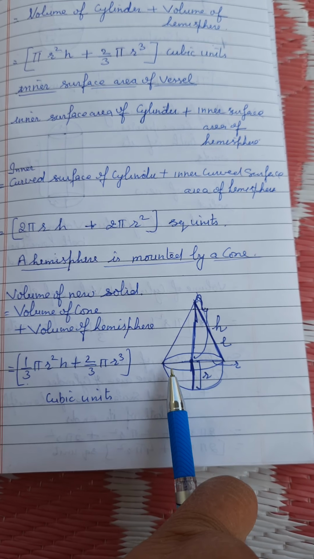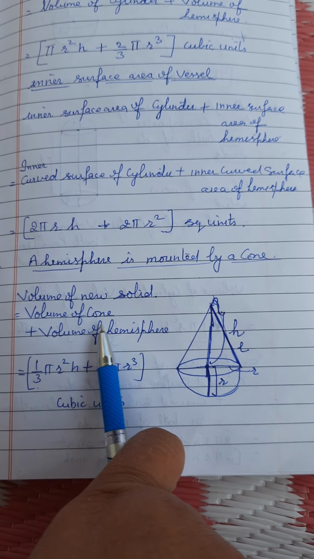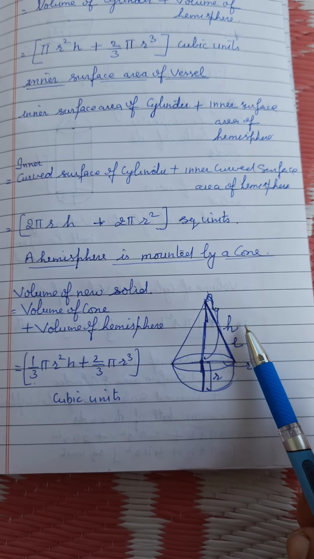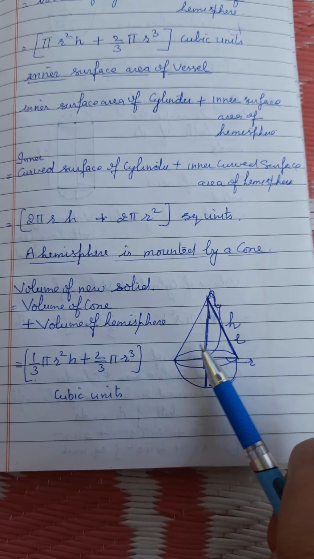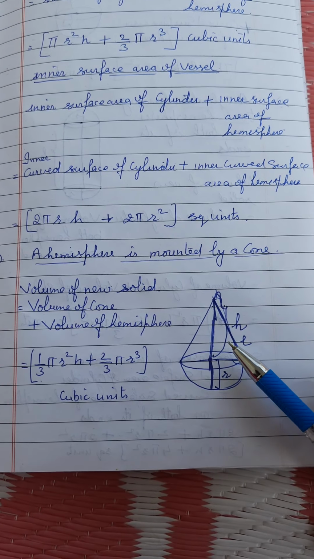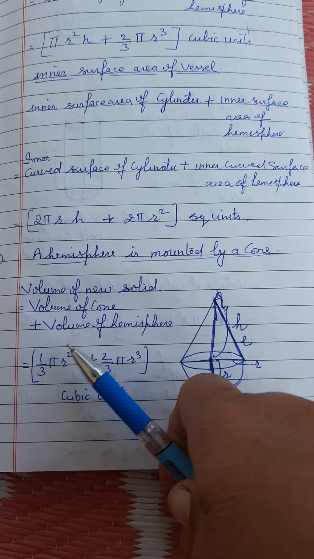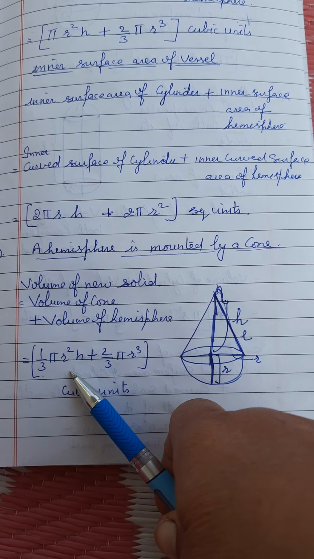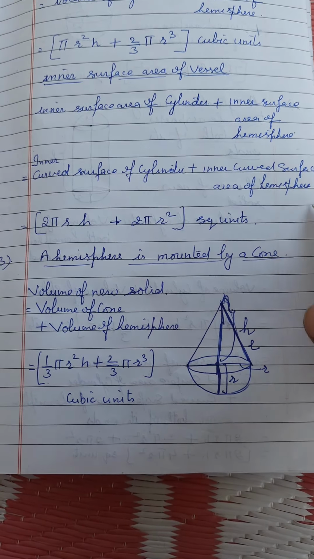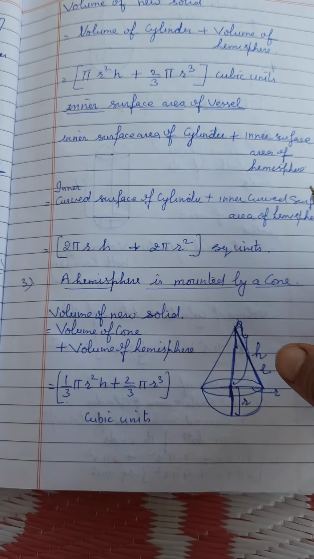Then next is a hemisphere mounted by a cone. If a cone is mounted on a hemisphere, then volume of the new solid will be volume of cone plus volume of the hemisphere. Volume of cone is given by 1 by 3 pi r square h. H is the height of the cone, r is the radius for both the cone and the hemisphere. Then volume of the new solid will be 1 by 3 pi r square h plus 2 by 3 pi r cube. 2 by 3 pi r cube is the volume of the hemisphere in cubic units.